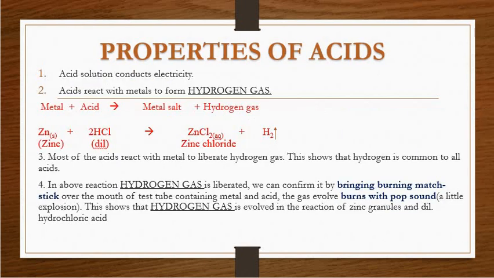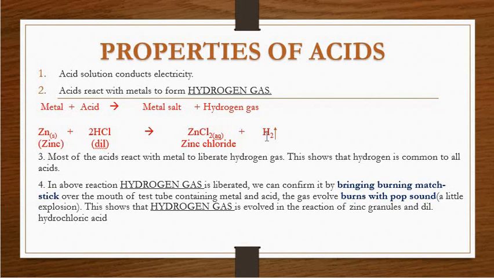Now, properties of acids. Number one, acids are conductors of electricity. Why are they conductors? Because when we dissolve acid in water and make an acidic solution, we get free ions.